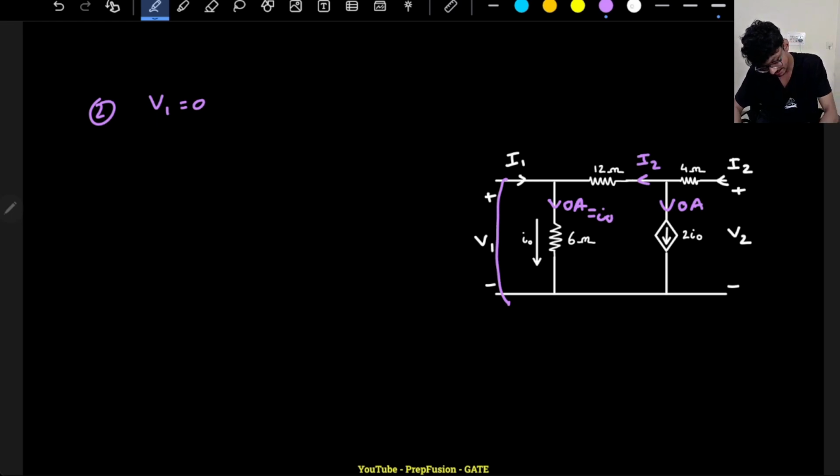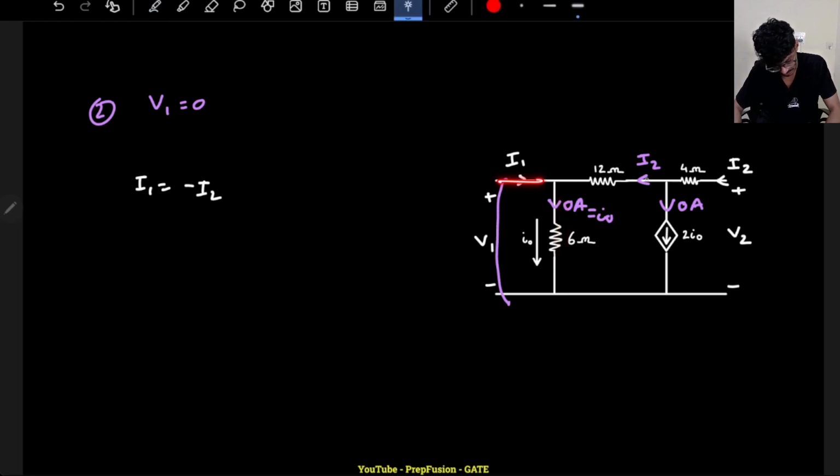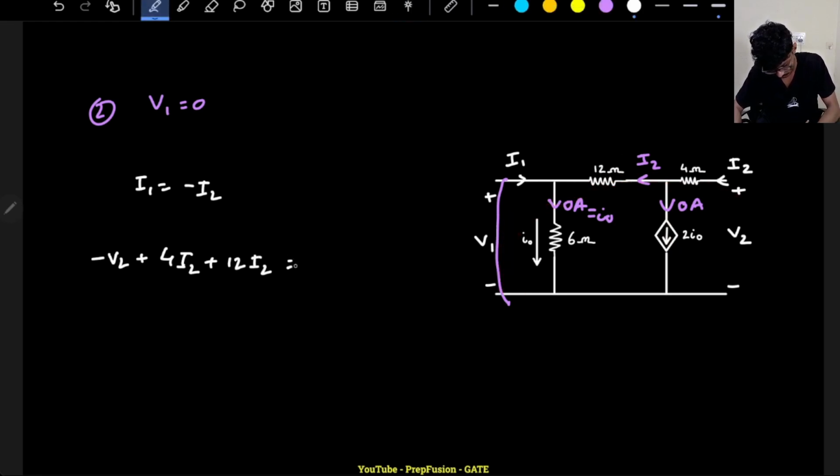So basically I can say that I1 is equal to minus I2. Why? Because no current is flowing through here, so this and these are in opposite direction. So I1 equals minus I2. This is the first relationship. Next relationship is to apply a simple KVL. Minus V2 plus 4 into I2. Here no current is flowing, so it will be in series, so this will be plus 12 into I2. And here again the voltage drop is 0. So this will be equal to 0.